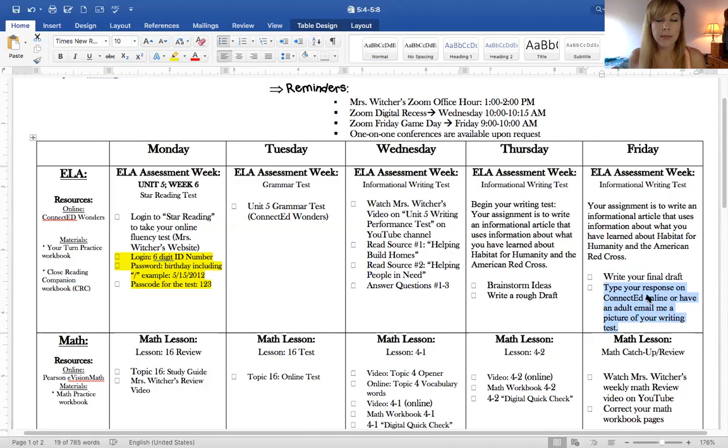If it's hard for you to type it, your parents may take a picture of your test and submit it that way, okay? So what does all that mean? Basically, you have a STAR reading test on Monday. Tuesday, you have your grammar test. And basically, Wednesday, Thursday, and Friday, you're working on your writing test, okay?